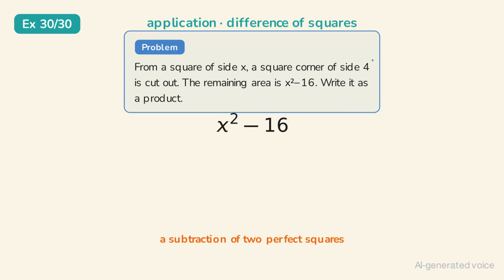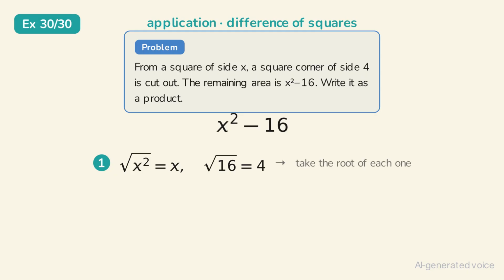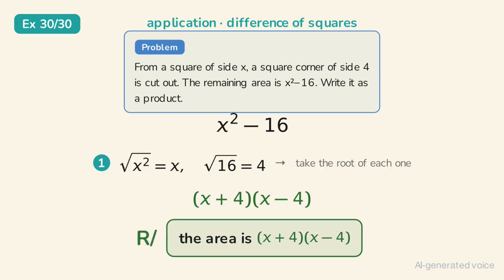Notice two terms as subtraction, and both are perfect squares. x² and 16, which is 4 squared. It's a difference of squares. We take the root of each. Root of x² is x, and root of 16 is 4. And a difference of squares always opens into a sum times a difference, x plus 4 times x minus 4. In context, the remaining area is x plus 4 times x minus 4.